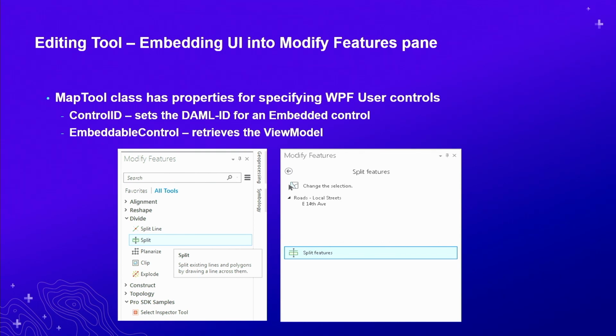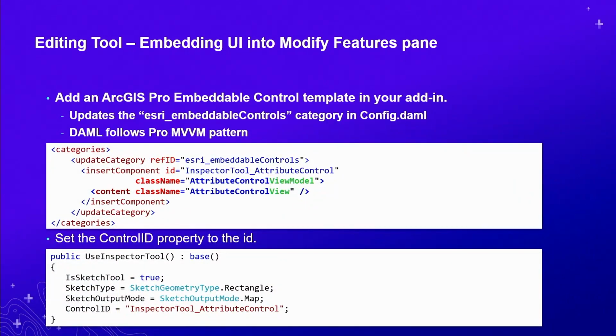The procedure is fairly similar to tool options, but slightly different in a number of ways. The map tool class itself has a number of properties for specifying these UI controls. One of them is control ID, and the other one is the embeddable control property, which retrieves the view model for the embedded control that you created. Narelle will show this during the demo, but we'll talk about it here as well.